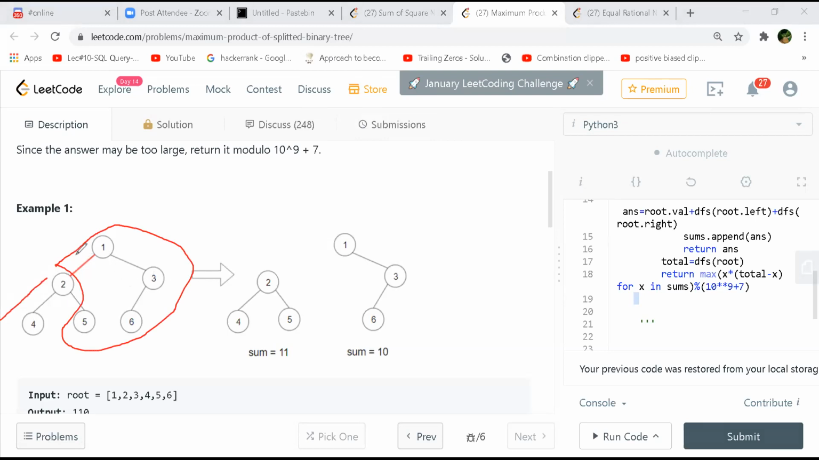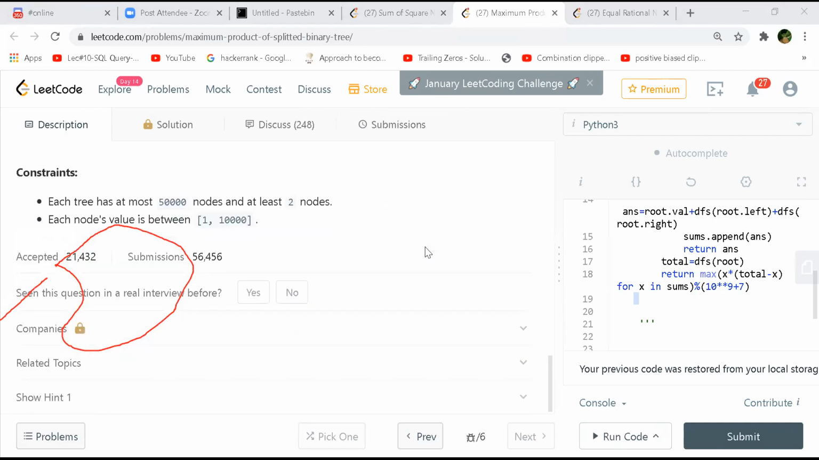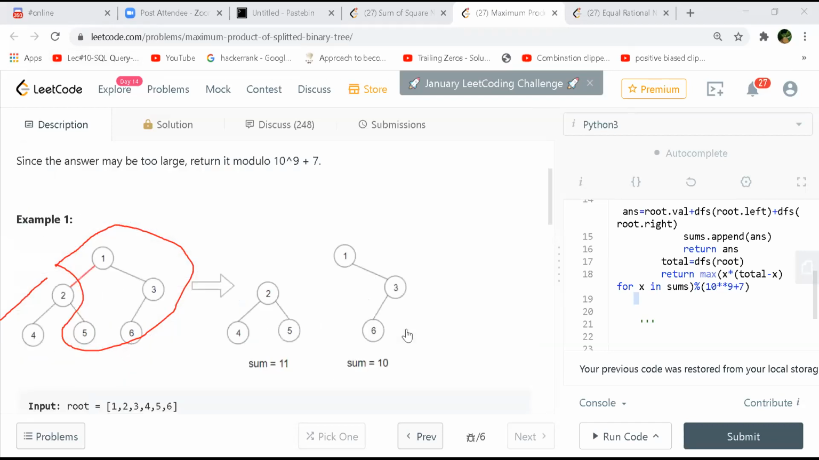Could we look at the constraint? Could the value be negative? Negative was not there. Okay. I don't think they have said anything about that. Yeah, value is between 1 to 10,000. Yeah, positive, okay. Negative will make it a bit more complex, I think, what do you say? Yeah, but that is very important, right?